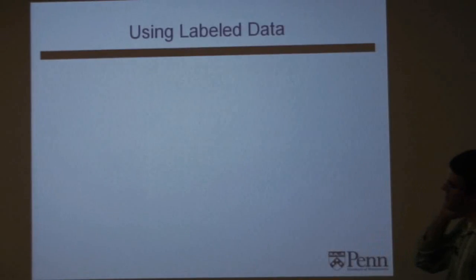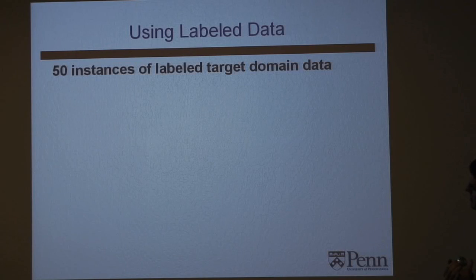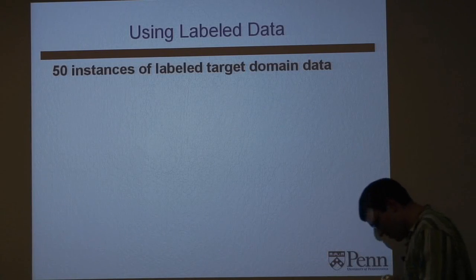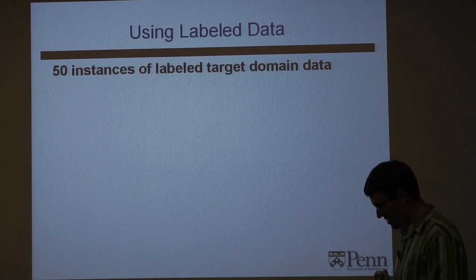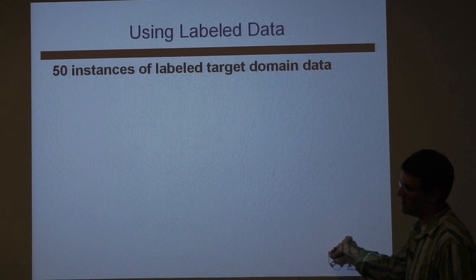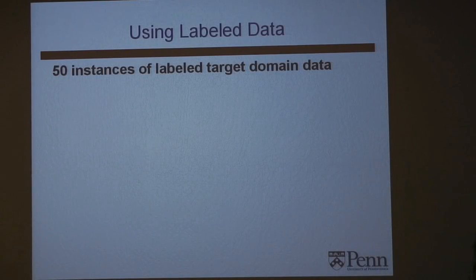Okay, so we thought about how one might go about possibly fixing this. And we said, well, what could you do with a minimal amount of labeled data? If you were just a guy who wanted to quickly prototype something, what could you do with 50 instances, right? So this is 50 versus 2,000.